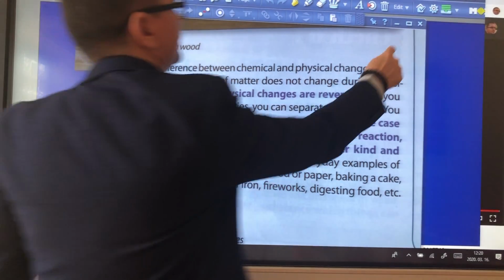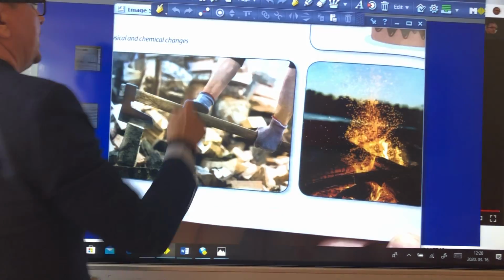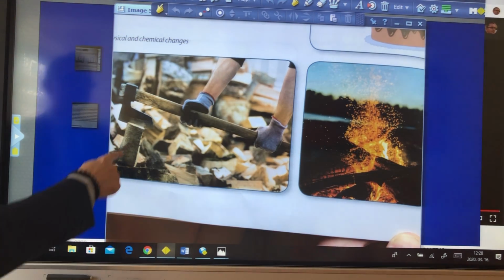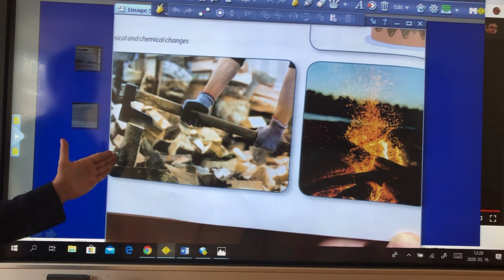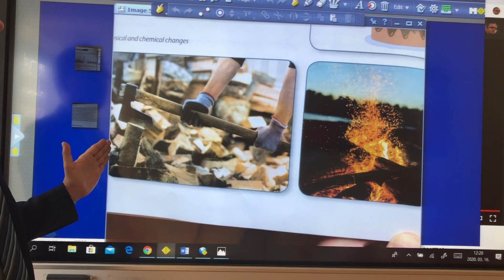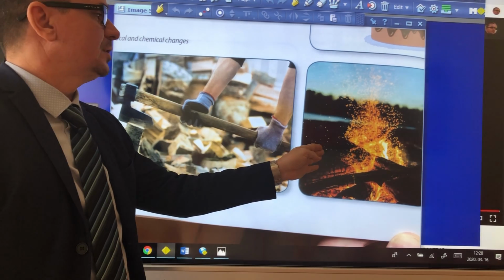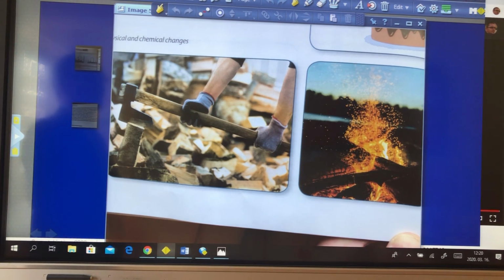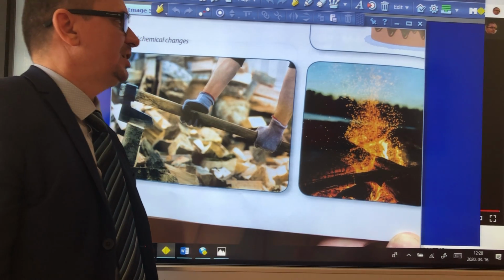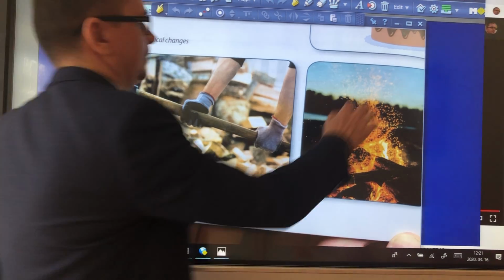I would like to show you an image or two. For instance, if you check these pictures, you can see on the left a physical change. I just changed the size of the wood, yeah? And maybe the shape, of course. But the other one, when wood is burning, actually the structure of wood also changes, so it's a complete chemical change as well.